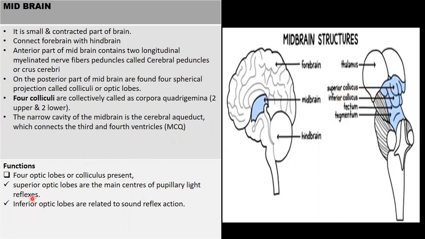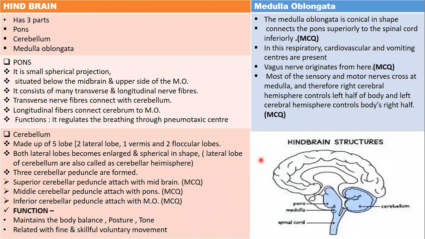Till now, just study that it is concerned with pupillary light reflexes, and the inferior optic lobes are concerned with the sound reflexes. So this much in the midbrain you need to memorize. Coming to the hindbrain, it has three parts: pons, cerebellum, and the medulla oblongata.